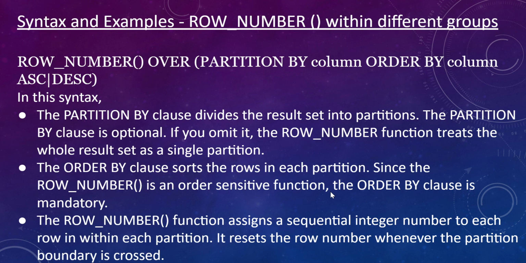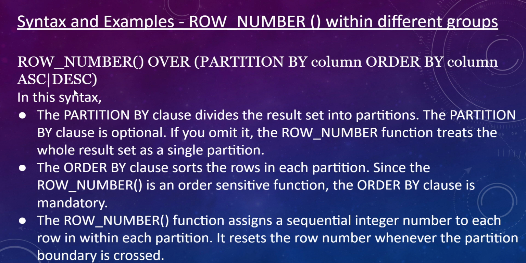Now let's come to syntax. The syntax is exactly similar to rank and dense rank. It's just that we replace the rank function with row number, then double parenthesis, OVER, PARTITION BY, then the name of the column on which we want to do the partition, then ORDER BY, and the column on which we want to provide the ranking or row number, then ASC for ascending and DESC for descending.